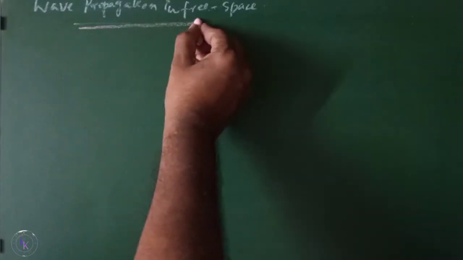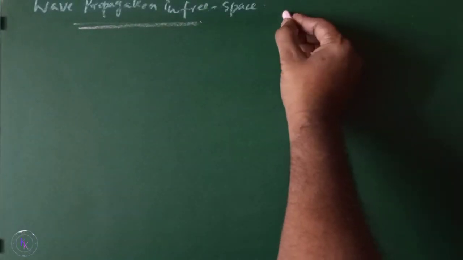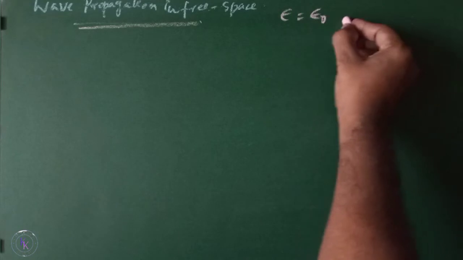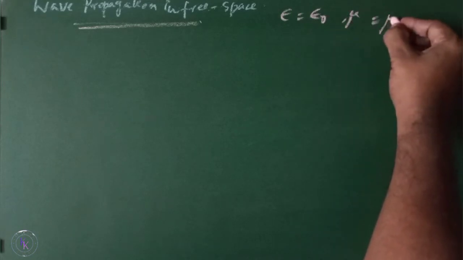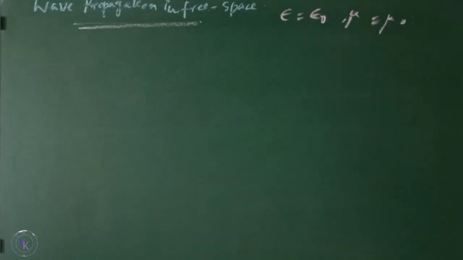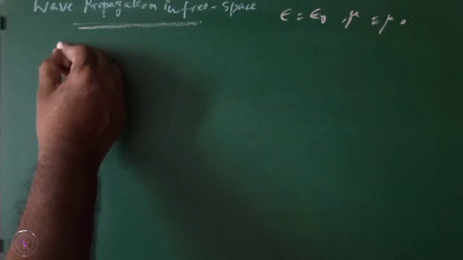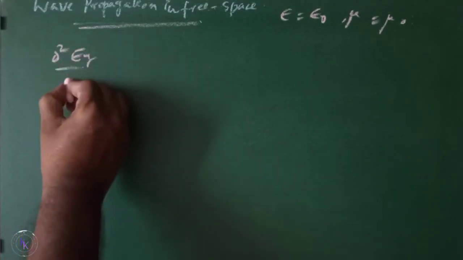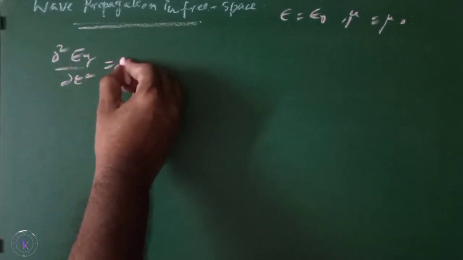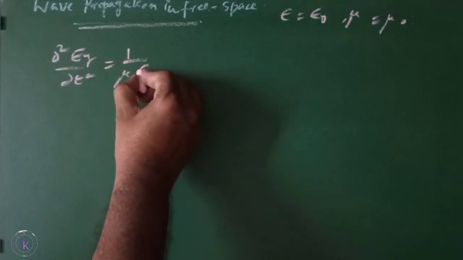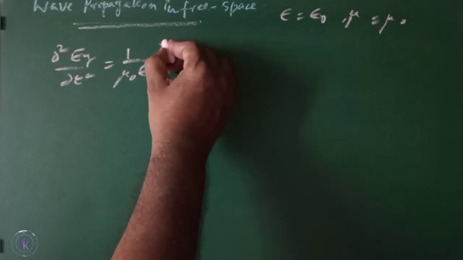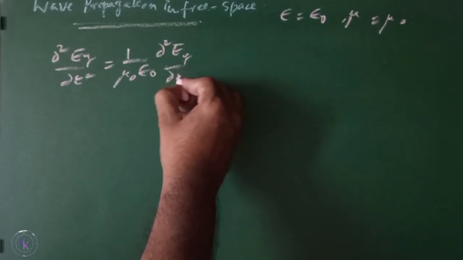Wave propagation in free space. In free space, epsilon equals epsilon naught and mu equals mu naught. For an electromagnetic wave propagating in the x direction, we have ∂²Ey/∂t² equals 1 by mu naught epsilon naught times ∂²Ey/∂x².